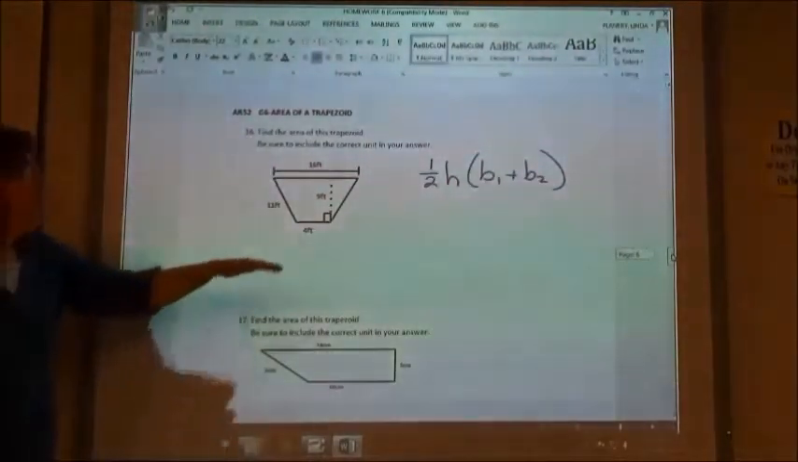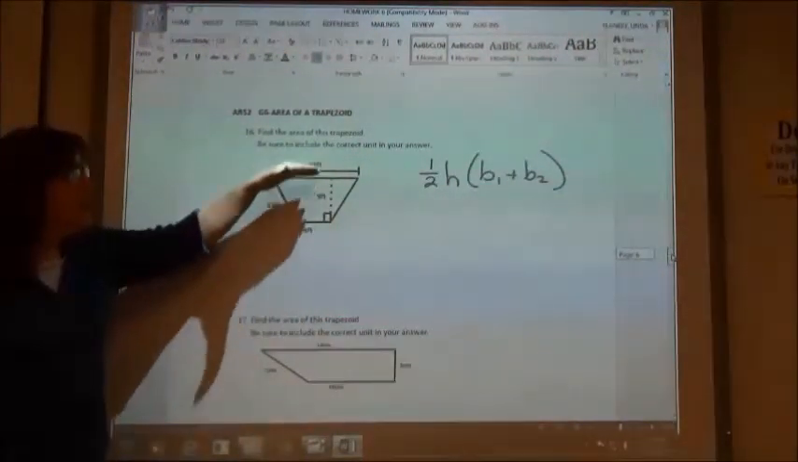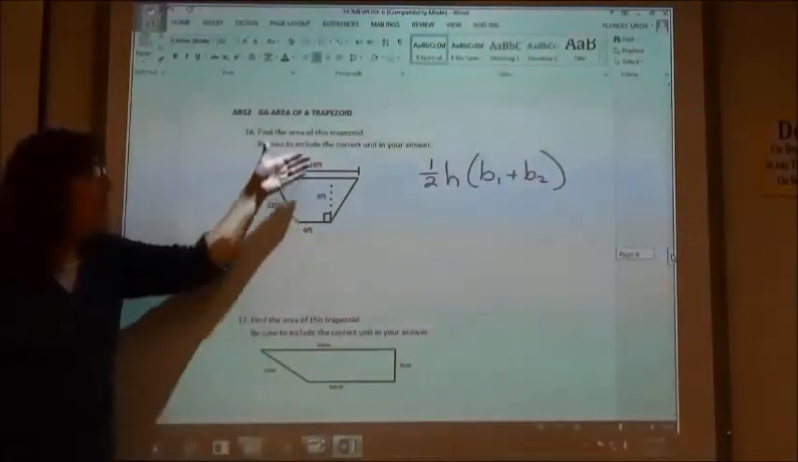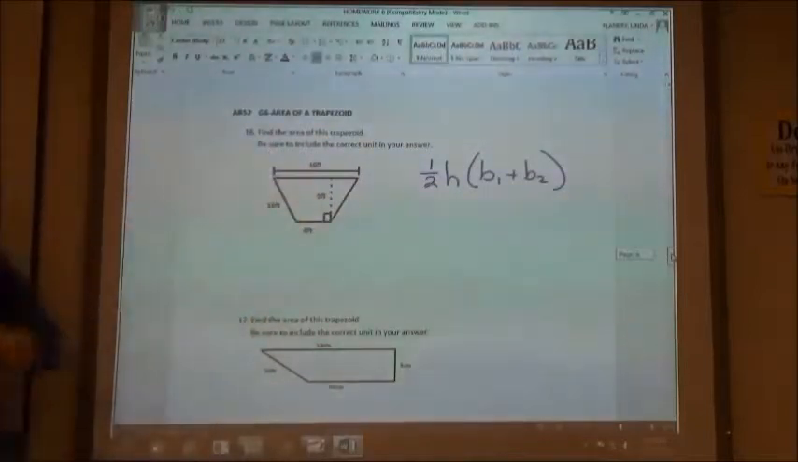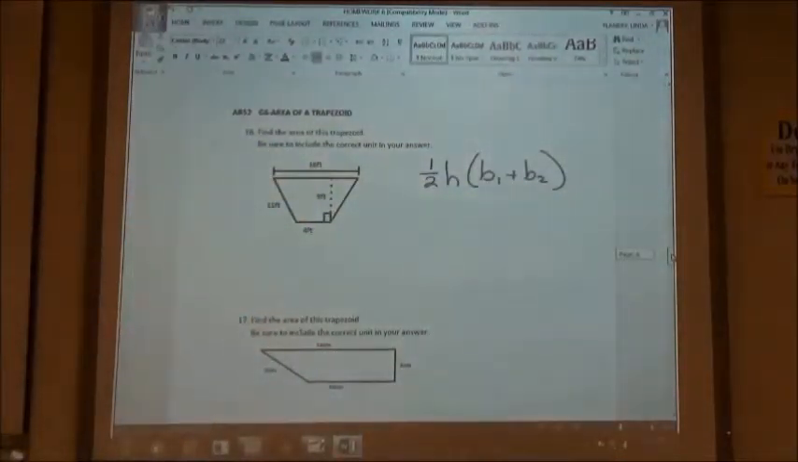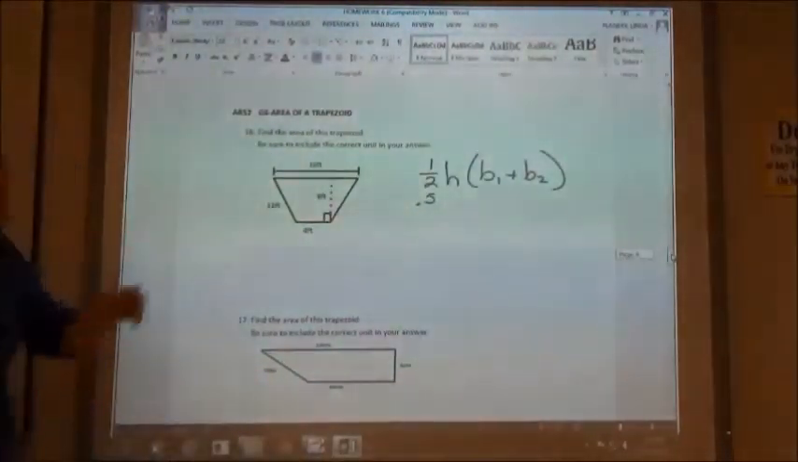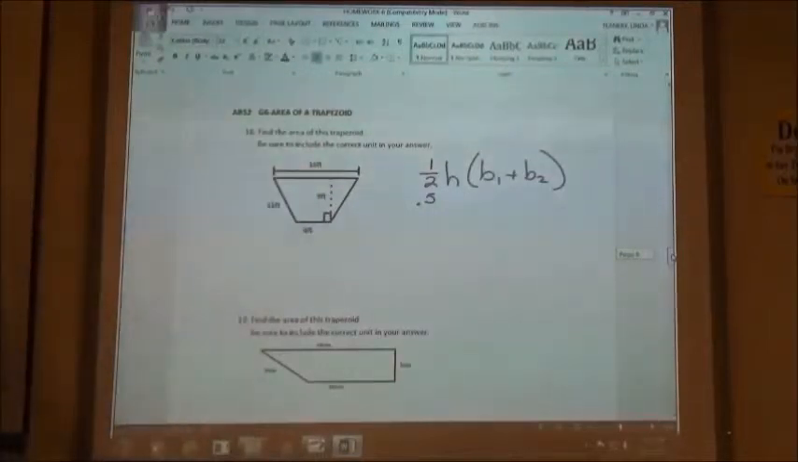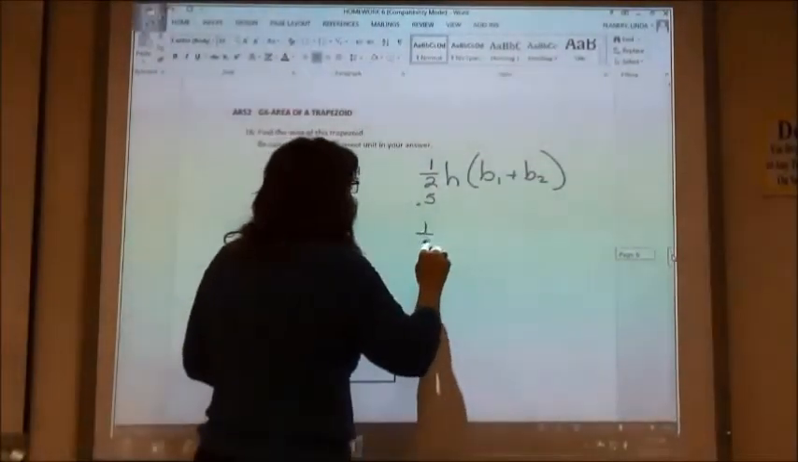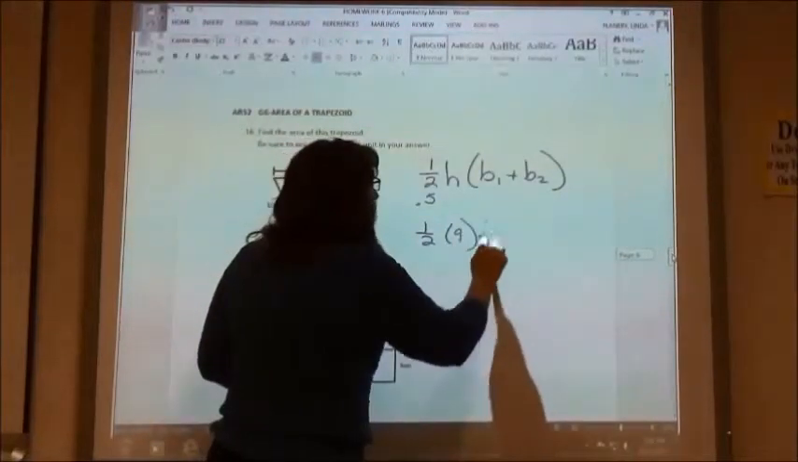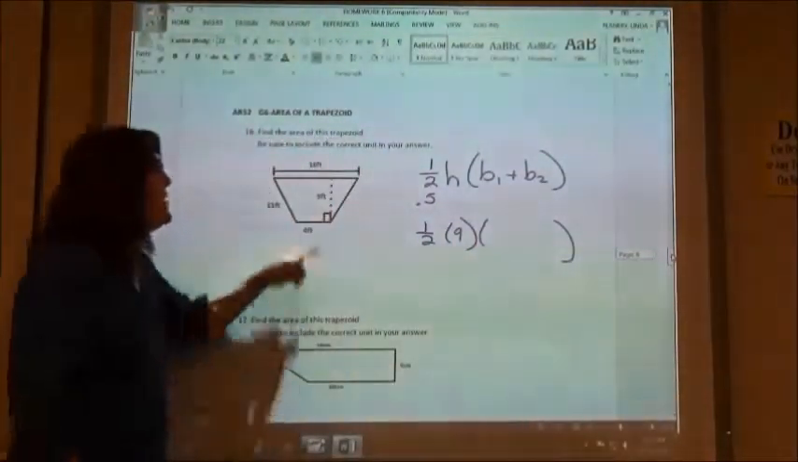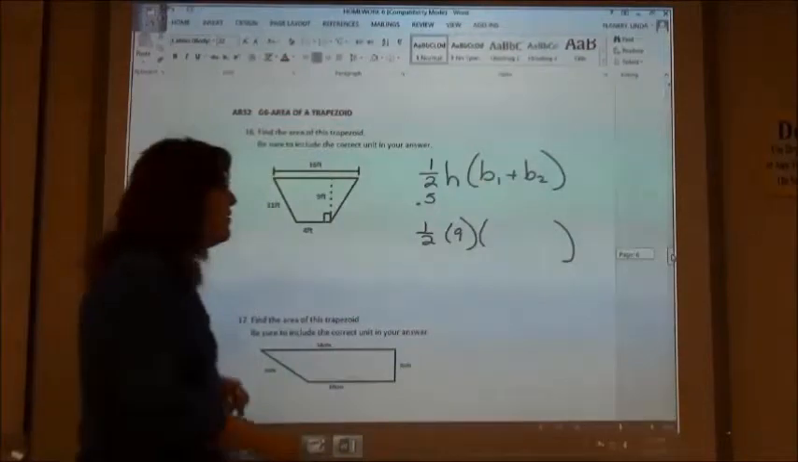In my trapezoid, the bases are always the two sides that are parallel to each other, and then the height, again, how tall is it, will connect those two sides. So again, if you're going to use your calculator, you might want to use 0.5 instead of a half because, you know, half a 9 doesn't come out very nice. So I'm going to do 1/2 times 9, and then I have to do the sum of the bases. So I'm going to do the 16 plus the 4.